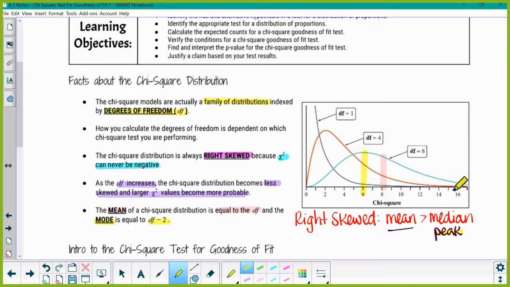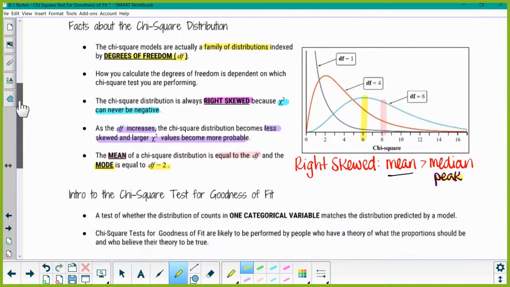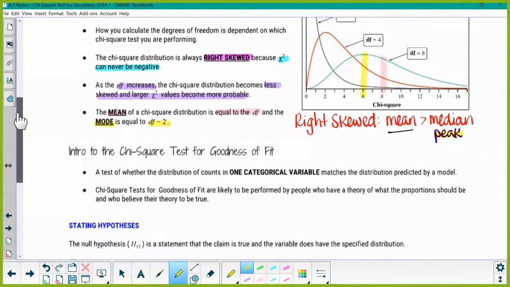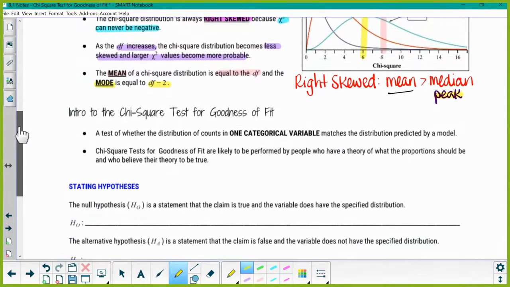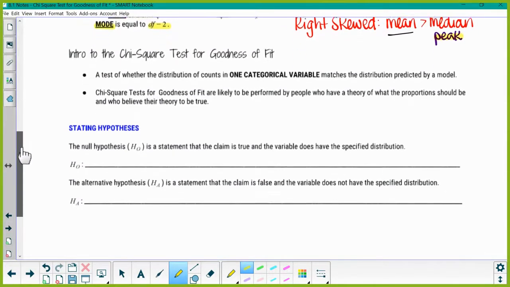Those are the things they like to ask about, especially when it comes to just describing what a chi-square distribution looks like. Also, one other thing they do like to test, if you know, is there one chi-square distribution or are there many? There are many. It's going to be dependent on how many degrees of freedom that you have. Now, this is the general distribution we're going to use for our three tests.